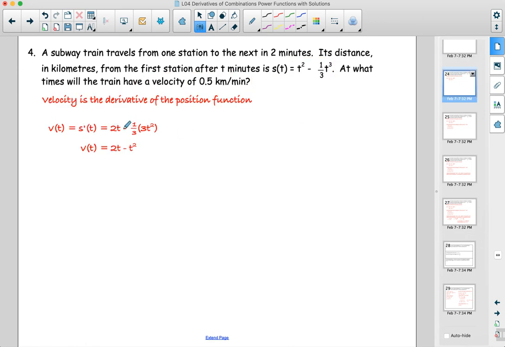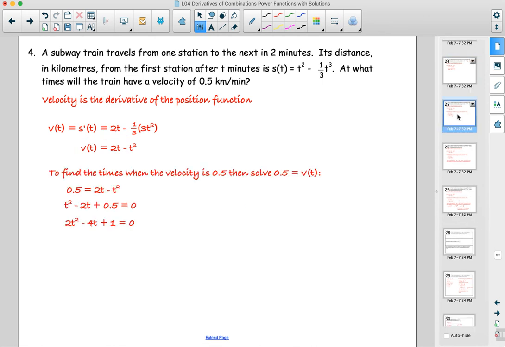So s prime at t or v at t, the derivative of t squared is 2t. The derivative of 1/3 t cubed is 1/3 times 3t squared, and 1/3 times 3 is 1. So the velocity would be given by this function, 2t minus t squared. Then you need to find when the velocity is 0.5, so you want to plug in 0.5 there, and you want to solve. I'll give you a bit of a hint though. I might multiply this whole thing by 2 so I can clear the fractions because I'd rather not work with fractions. Moving forward to show you that on the next slide.